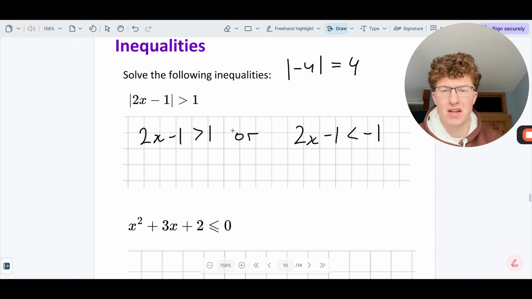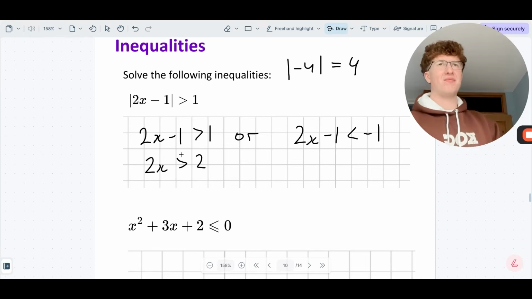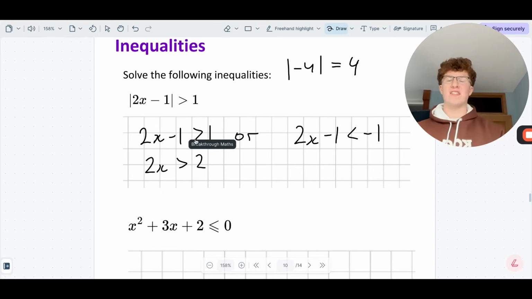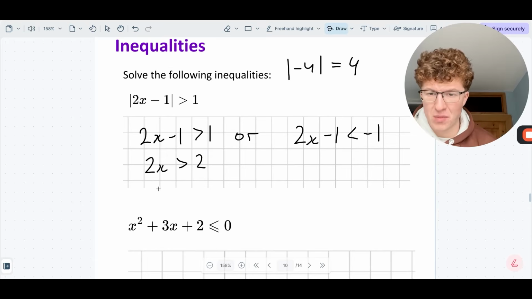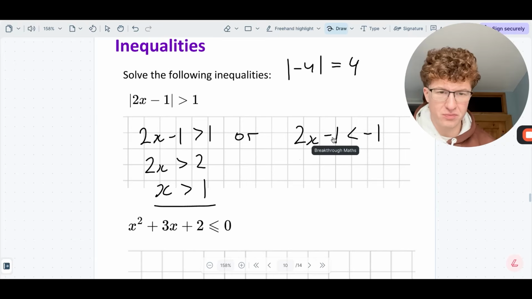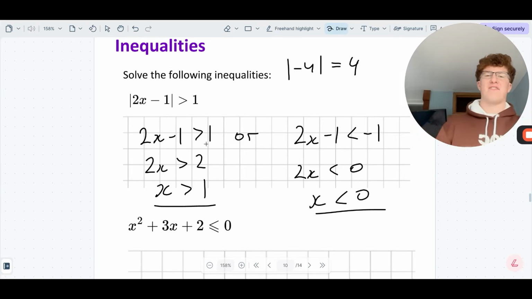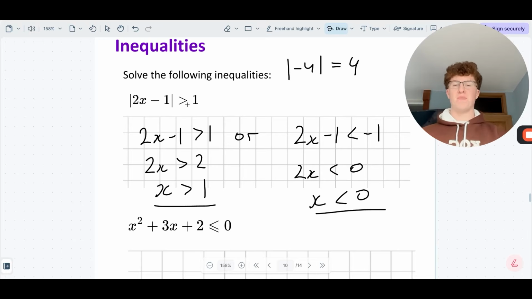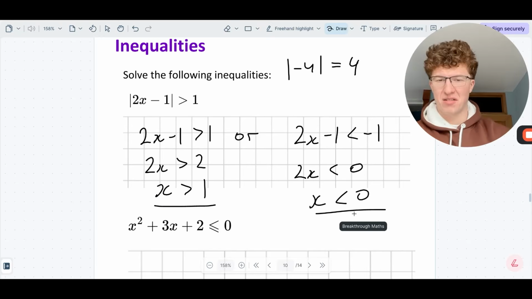So for 2x minus 1 to be greater than 1, that means that 2x must be greater than 2 when we add 1 to both sides. Remember, the greater than sign, the less than sign, whatever, we can just treat them the same as an equal sign. So we can add 1 to both sides, and then when we divide by 2, we're going to have x is greater than 1. And then here, we're going to move the minus 1 across. So that's going to be 2x is less than 0, or dividing by 2, x is less than 0. So that's the answer to that first question. Because we're taking the modulus, it's either x has to be greater than 1 or x has to be less than 0.